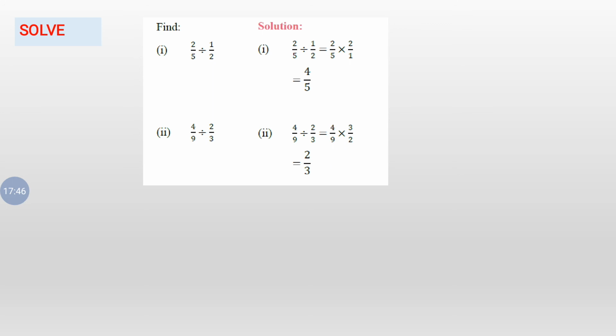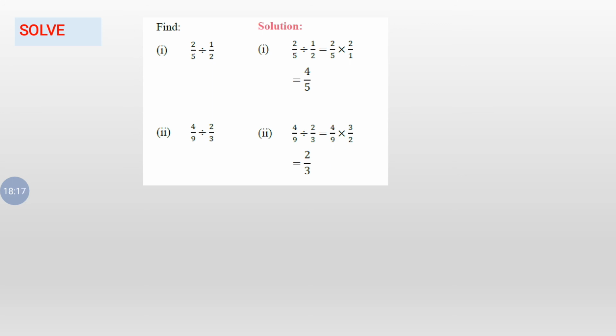Another one, find 2 by 5 divided by 1 by 2. So the first fraction is 2 by 5, divided by the second fraction 1 by 2. So 2 by 5, don't change the first fraction. The operation changes from division into multiplication. So multiply by 1 by 2's reciprocal, 2 by 1. The product of the numerators divided by the product of the denominators. 2 2s are 4, 5 1 is 5. So we get the value 4 by 5.